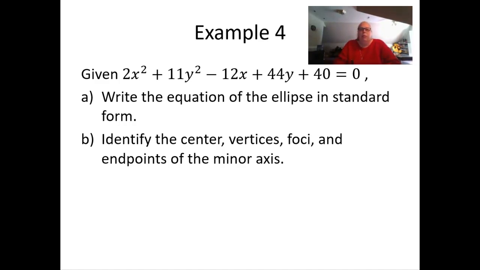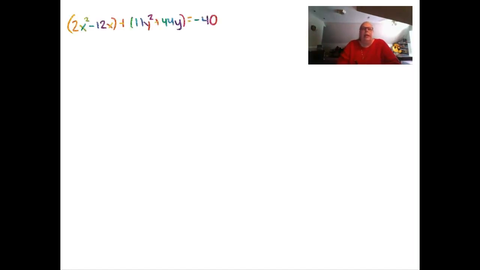Okay, what I'm going to do is rewrite this equation, group all my x's together, group all my y's together, and move that 40 over to the other side. Here is what I have: 2x squared minus 12x in parentheses, plus 11y squared plus 44y in parentheses, and this is now equal to -40.